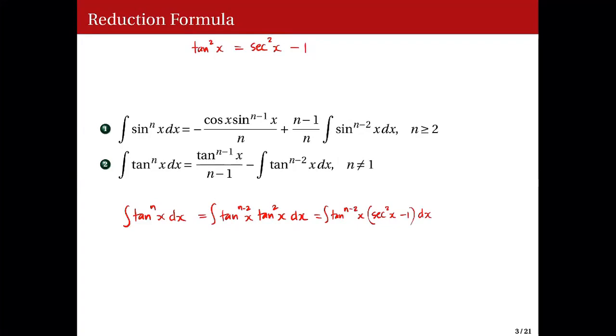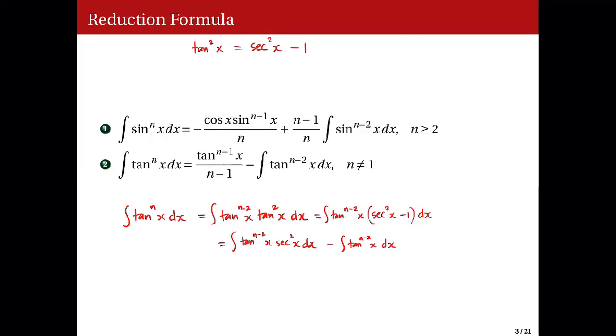And then let's just distribute this over that difference. This will give us the integral of tangent raised to n minus 2 x secant squared x dx, minus the integral of tangent to the n minus 2 x dx. So far so good.